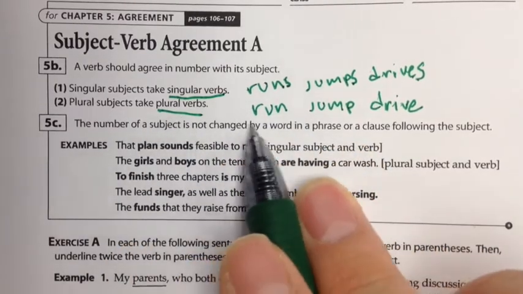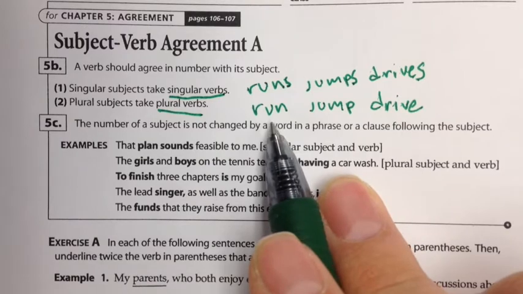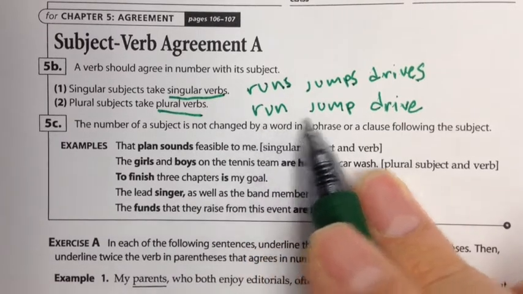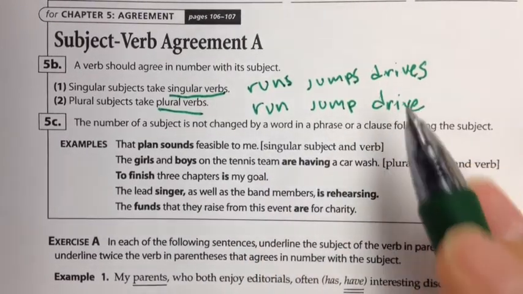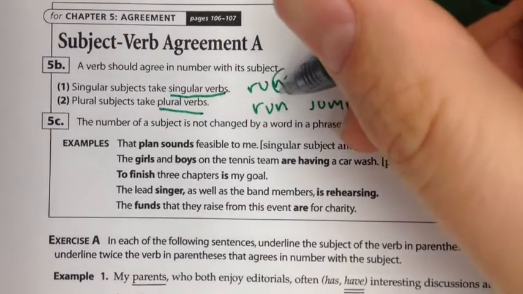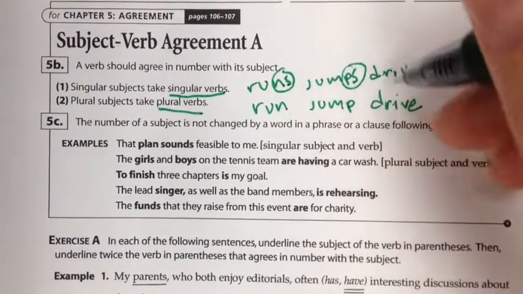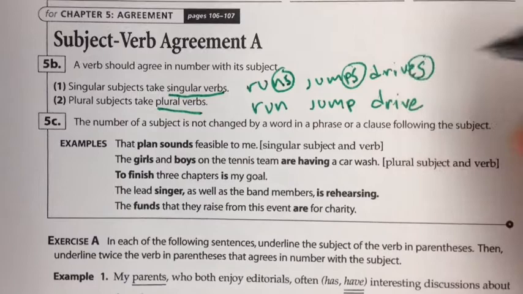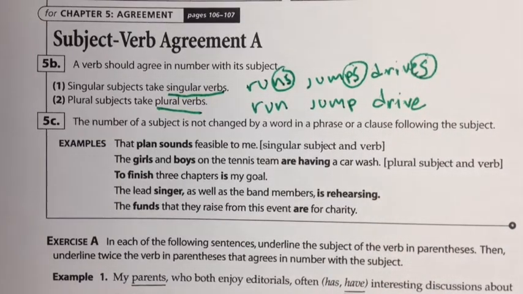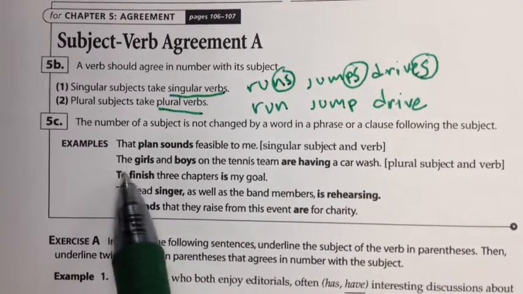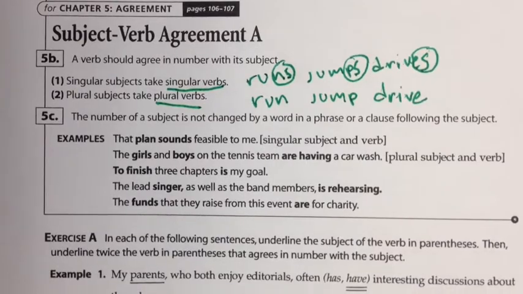Plural verbs do not end in S. This would be like the friends run, the friends jump, and the friends drive. So what we're talking about here is this ending in S business. Singular subjects have verbs that end in S and plural ones don't in the present tense. Down here they give you a bunch of examples, but let's go right into the exercise.